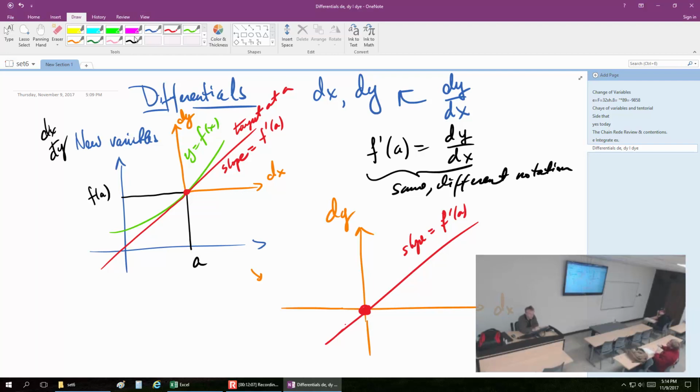Okay, so what is the equation then? Let's find the equation. The equation of a straight line through the origin with the slope f prime of a. What is that equation? y equals mx plus b.